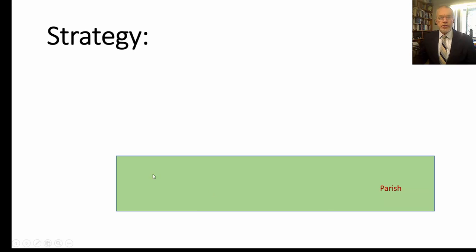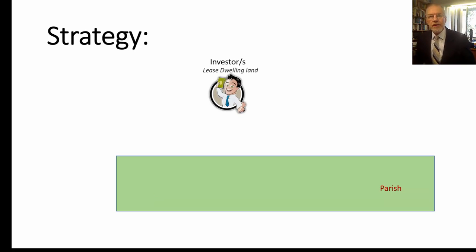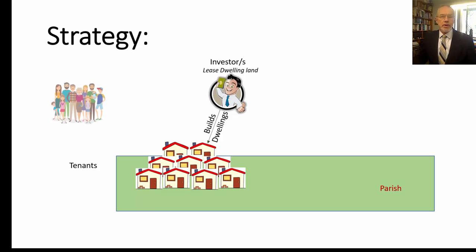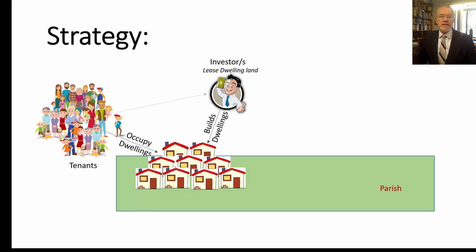The parish owns a block of land. It doesn't have the resources to build anything, but it does own the land, and it has the intention of building a parish church. The first step is to find an investor or a group of investors who are prepared to build dwellings on part of the church property.